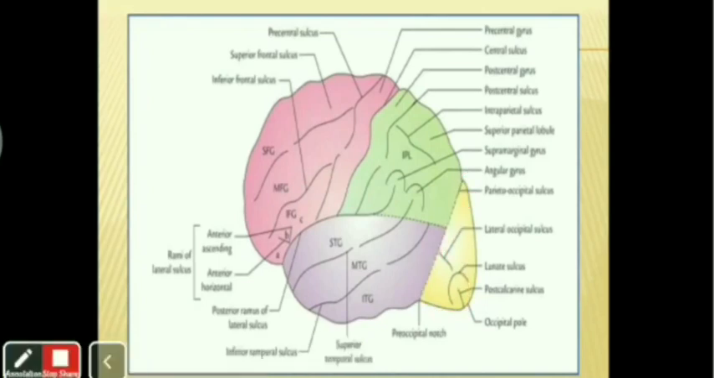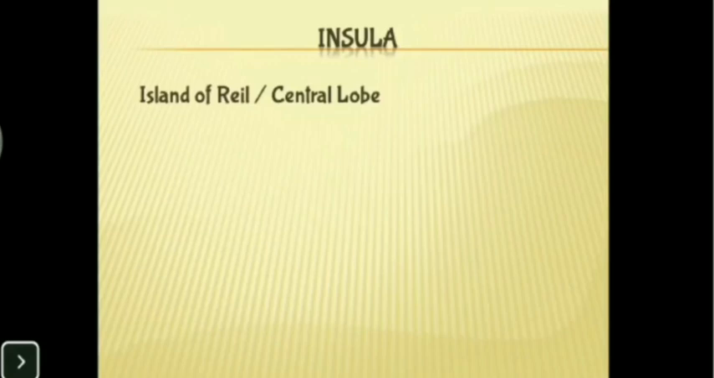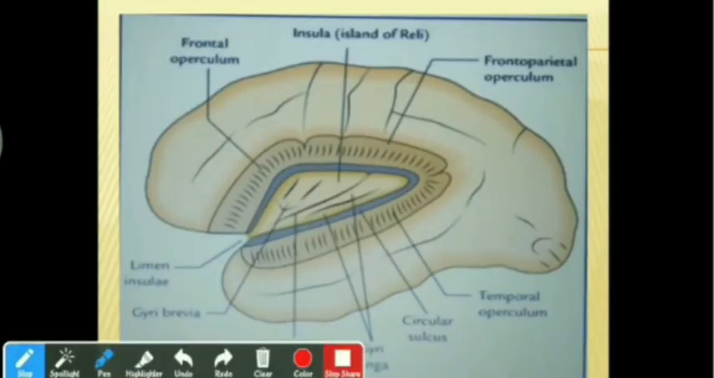So now we are going to study the insula. The insula is also called the island of Reil or the central lobe. It is considered separate from the four main lobes of the cerebral hemisphere. It has submerged from the surface during development due to the overgrowth of surrounding cortical areas. It is triangular in shape. Here you can see this is the insula.